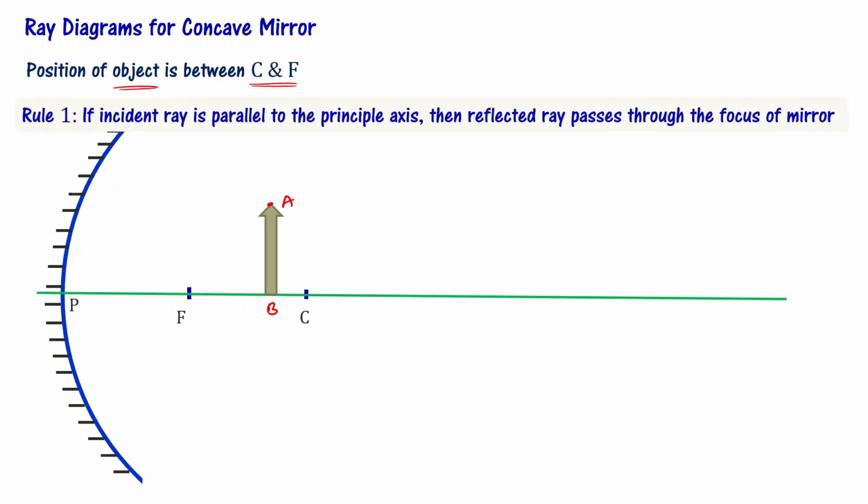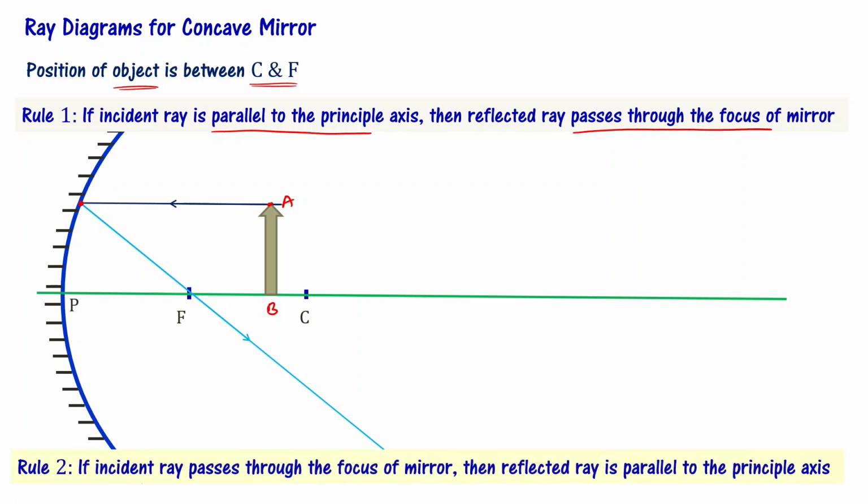Let me take rule number 1 and draw an incident ray parallel to the principal axis. Once it hits the surface of the mirror, it reflects, and that reflected ray is going to pass through the focus of the mirror. Let me draw that. Now let me take the second ray from point A. For that I am going to use rule number 2. It says that if the incident ray passes through the focus of the mirror, then the reflected ray is going to be parallel to the principal axis. Meaning I have to draw an incident ray which passes through A and F.